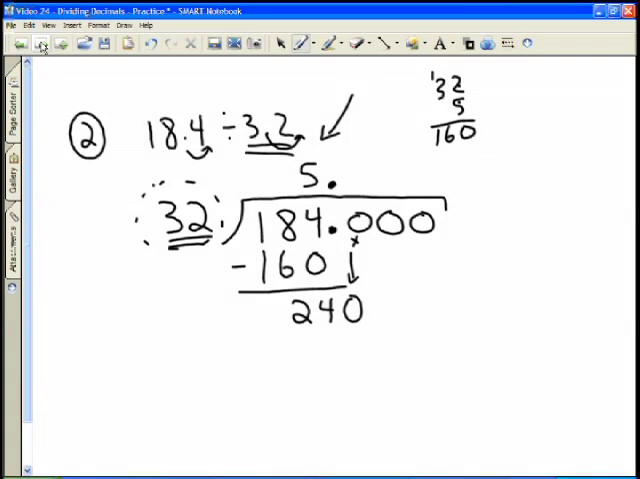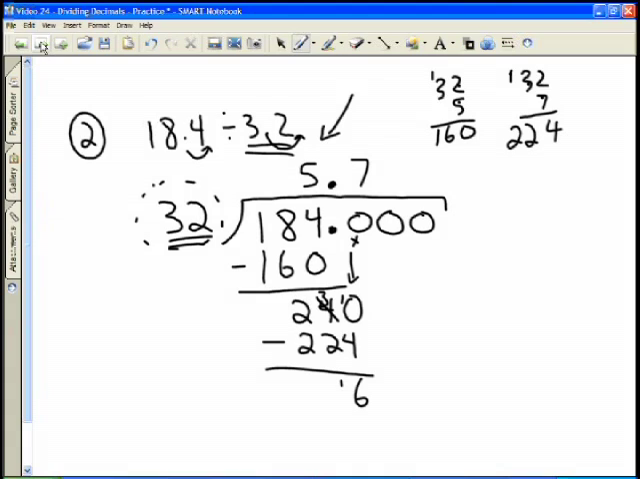And 32 into 240, I'll say is 7. And 7 times 32, 2 times 7 is 14. 3 times 7 is 21, plus 1 is 22. So we get 224, and now we have to subtract. And 0 minus 4 we can't do here, so we've got to borrow 1 from the next column over, so that becomes a 3, and the 0 becomes a 10. 10 minus 4 is 6, and 3 minus 2 is 1. Again, look, this number here is less than 32.